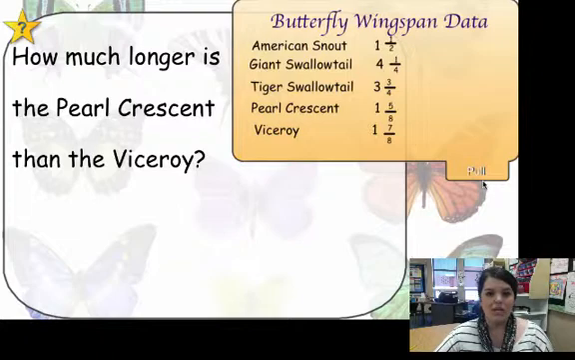And I think this was written incorrectly. How much longer is the Viceroy than the Pearl Crescent would be more accurate, because I want the bigger butterfly. He's longer. So the Viceroy is 1 7/8 versus the Pearl Crescent.